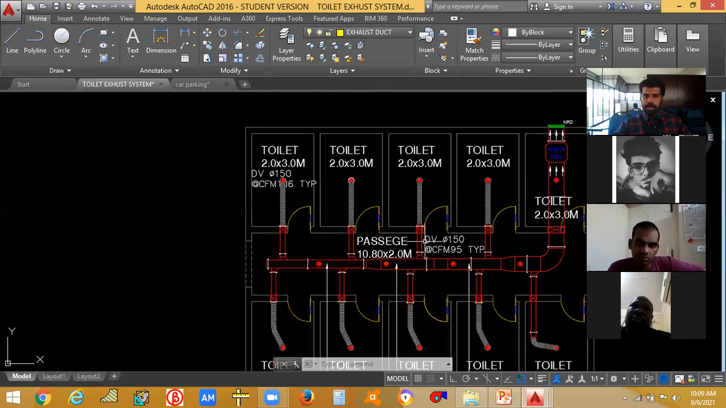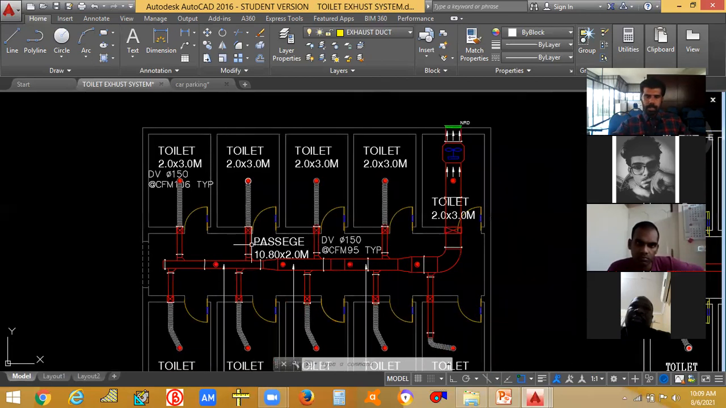This duct size will be the same, because the CFM will be the same. So the branch duct size also will be the same.